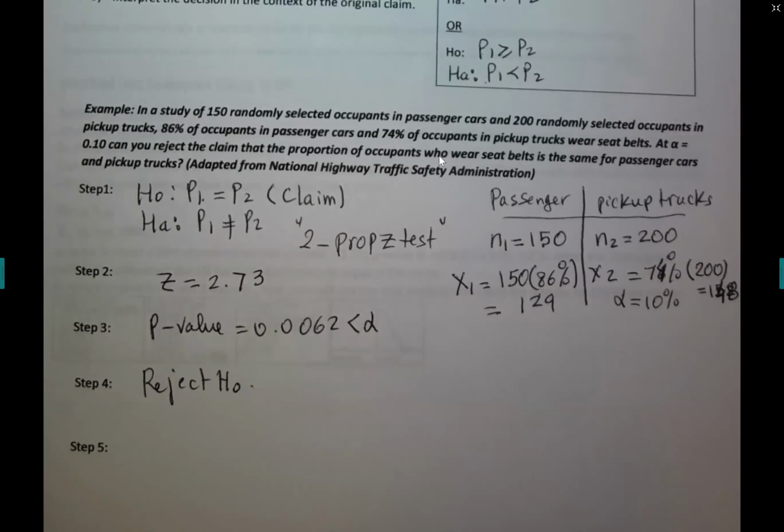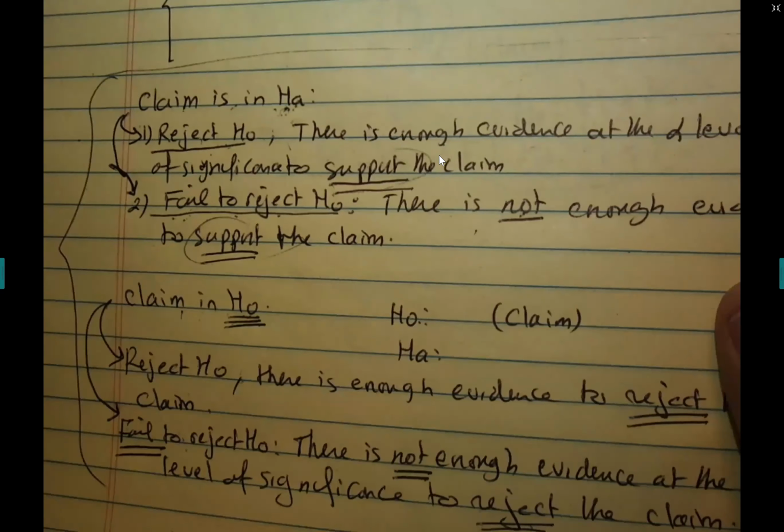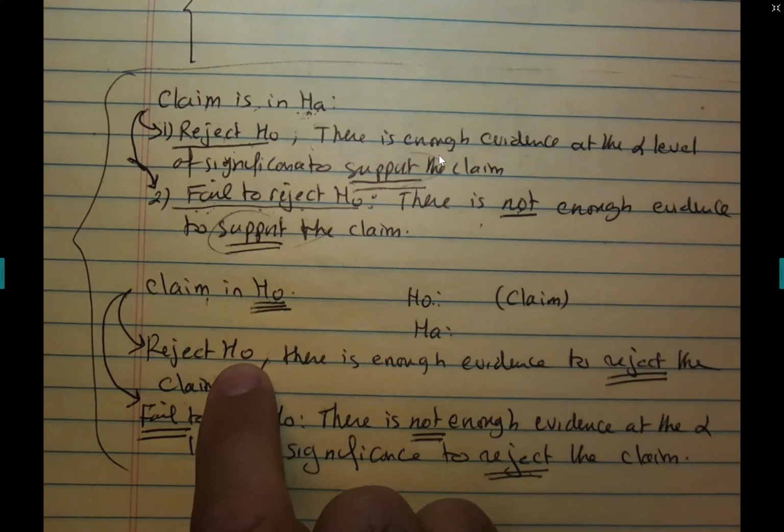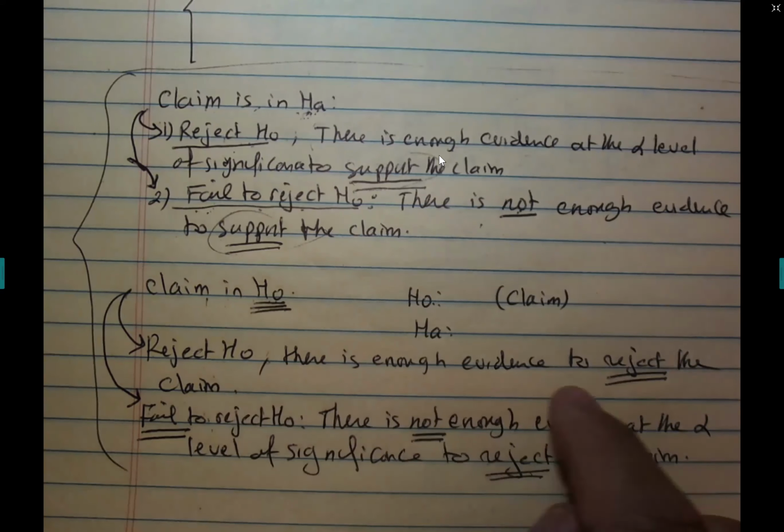So what do we say? Here you go. Watch. Back to my yellow sheet. The claim is in H0 and I reject H0. Well, your claim is built in H0 and you say H0 is bad. That means you reject your claim. So you say there is enough evidence to reject the claim.